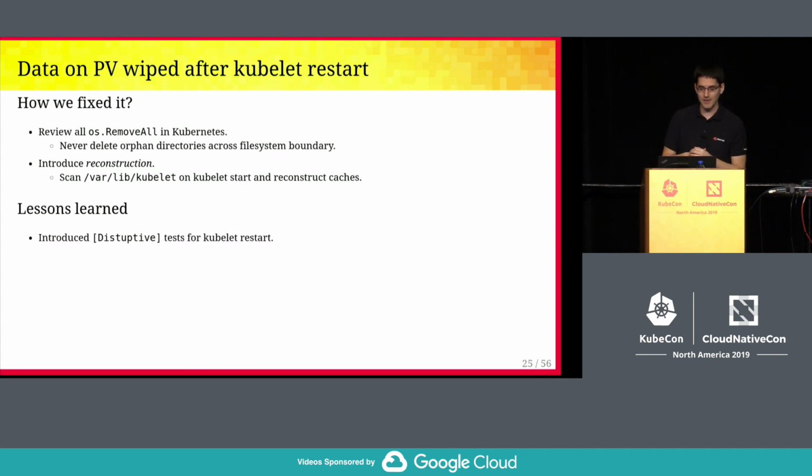What we learned here was that we should run some tests for this behavior. So now we have so-called disruptive tests that run a pod, kill Kubelet, delete the pod from the Kubernetes API server, start a new Kubelet, and check that.